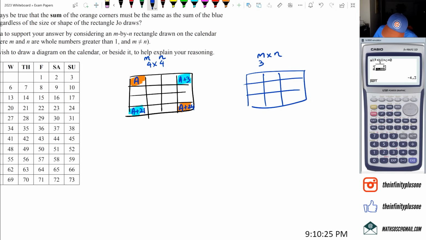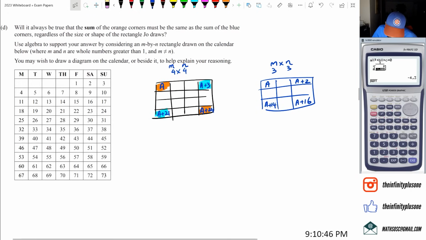All right, so if M is a 3x3, then this is going to be A, and this is going to be A plus 2. This is going to be A plus 14, because remember that it's actually going up by 7, and this one is going to be A plus 16. But the question's asking how would we try to prove this for an M and N, right? So we kind of need to write an equation without A's, but including M and N. And I guess you have to have a look at the pattern of what's happening here.